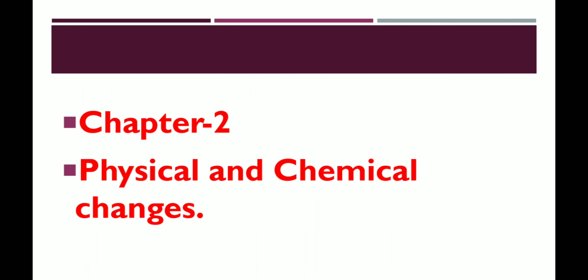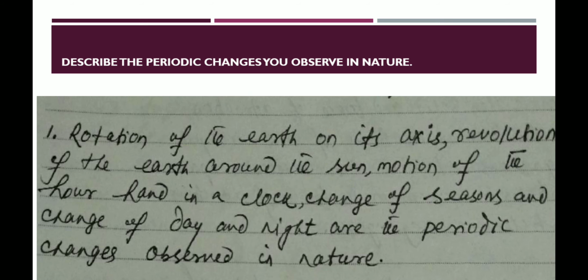Now, the long answer questions of chapter number 2, that is physical and chemical changes. The first question. Describe the periodic changes you observe in nature. The rotation of the earth on its axis, revolution of the earth around the sun, motion of the hour hand in a clock, change of seasons, and change of day and night are the periodic changes generally observed in nature.